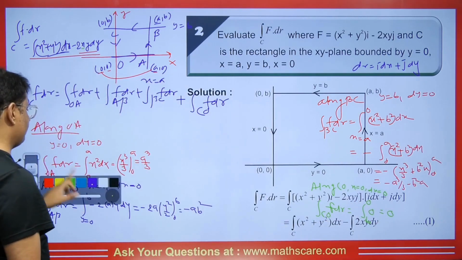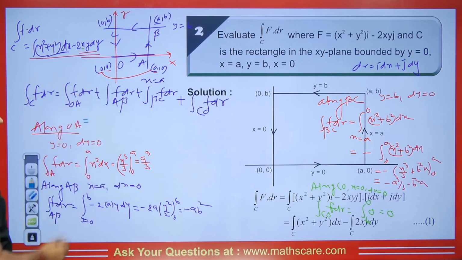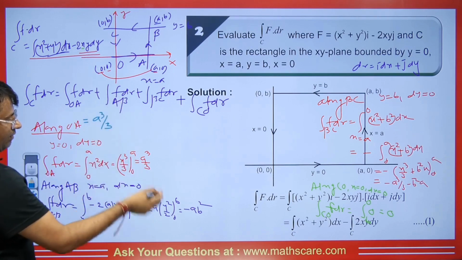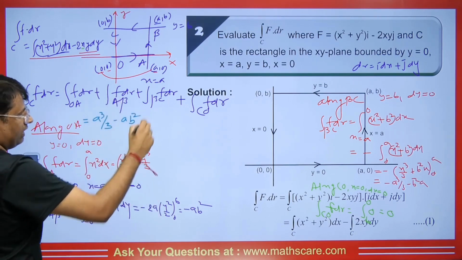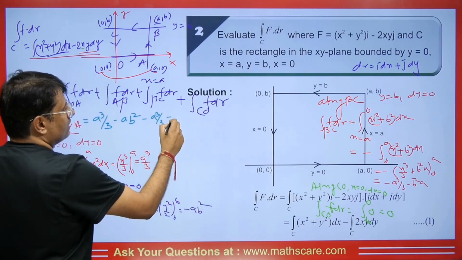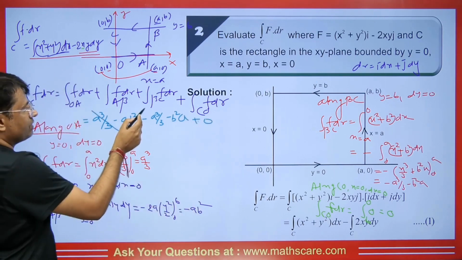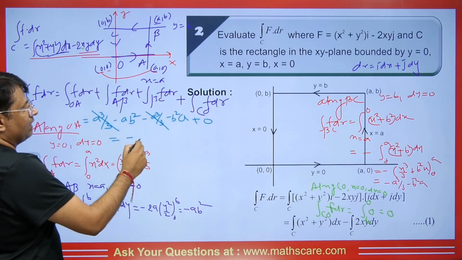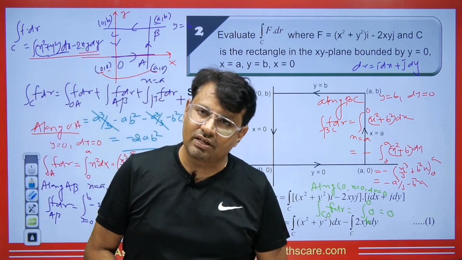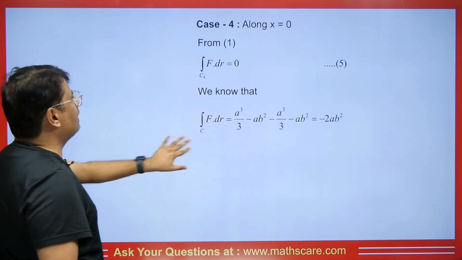Where will you put all of its value? You will put it all here. So students, what will be the value along OA here? A cube by 3. What is our value along AB? This will be minus AB square, am I right? What is our next value? This will be minus A cube by 3 and minus B square A, right? What do we have next? We have 0. As you can see, this term here is cancelling this term. And then here we will get minus 2A B square. Then what do we get? We get the answer. In this way, you can solve the question very easily. When we solve this, we will get its answer.